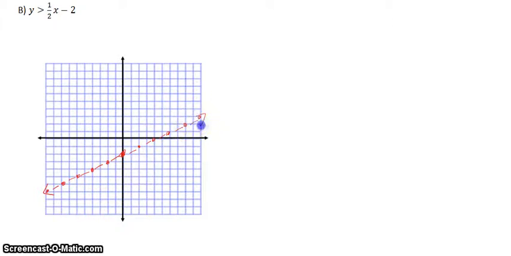Now this time it's greater than, so I would shade above that line, but if you weren't sure, then you can again check, as long as your line doesn't go through 0, 0, check 0, 0, because it's easy math. So we'd have 0 is greater than 1/2 times 0 minus 2. And 0 is greater than negative 2. And that's true, so I'd be shading the right area.